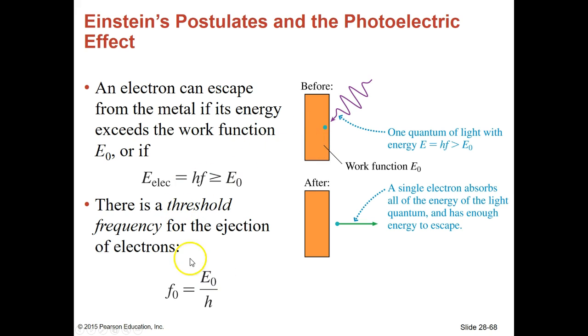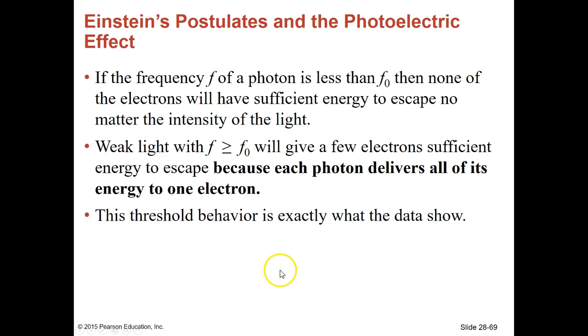And there's a threshold frequency for that. So this is the work function divided by Planck's constant. If the frequency of a photon is less than the threshold frequency, there aren't any electrons that have enough energy to escape. Weak light with a frequency greater than or equal to the threshold frequency will give just a few electrons, because each photon delivers all of its energy to just one electron. So this is exactly what the data shows with that threshold behavior. The more intense light gives a lot more.